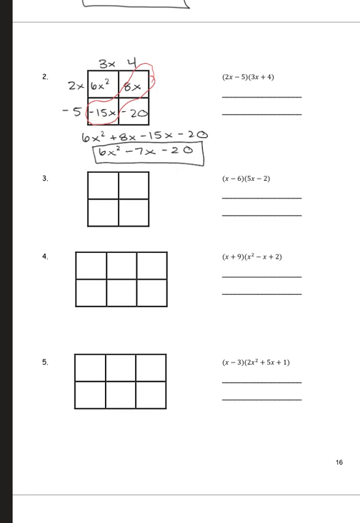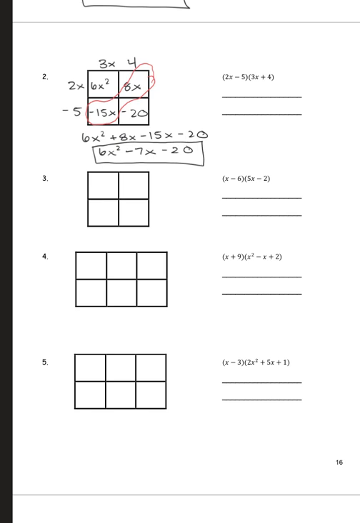Okay. All right, so we're going to skip over number 3 because that's going to be one that you're going to try on your own. And let's take a look at number 4. So this is where the size of your box is going to change. For number 4, my first expression is a binomial because it has 2 terms. My second expression is a trinomial because it has 3 terms.